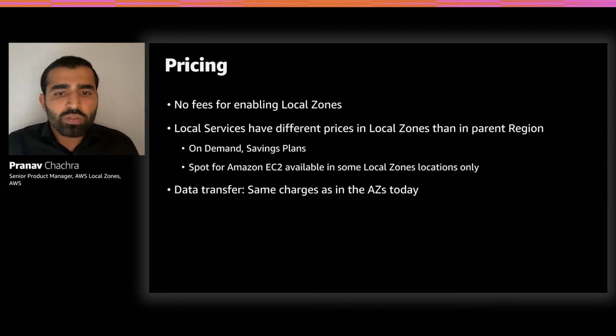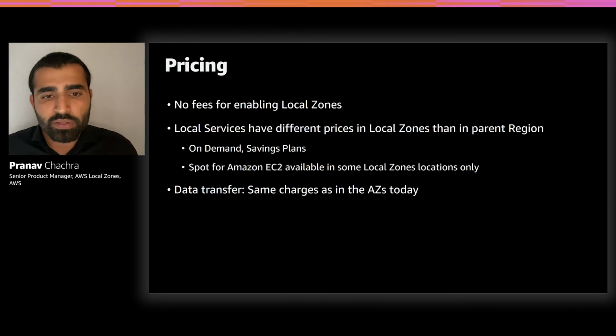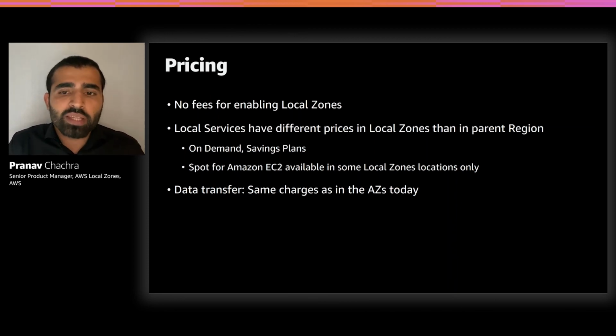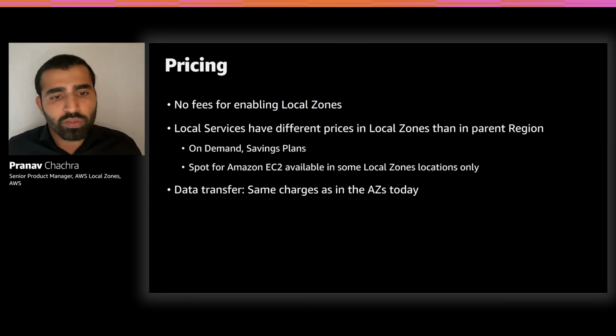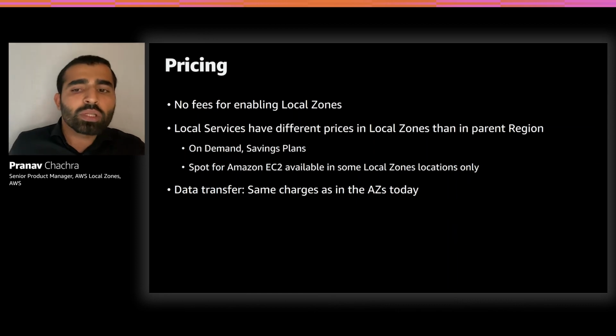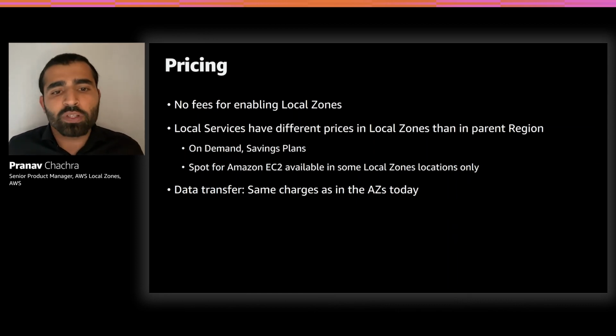When it comes to data transfer charges, local zones are priced the same as any other AZs in the parent region. For example, data transfer between the Amazon EC2 in the local zone and the Amazon S3 in the parent region is free. Similarly, data transfer in and out from Amazon EC2 in the local zone to the EC2 in the parent region is charged at 1 cent per GB in each direction.